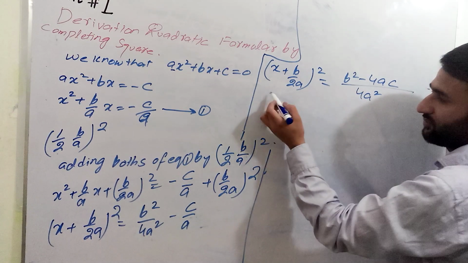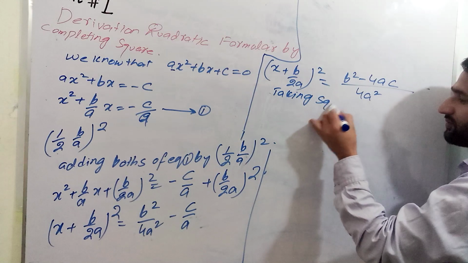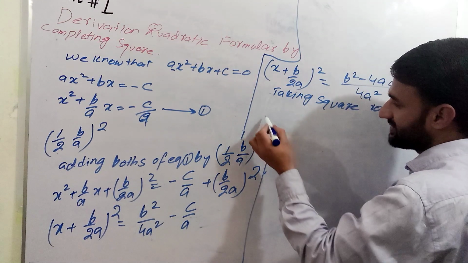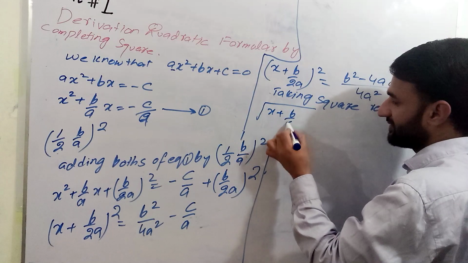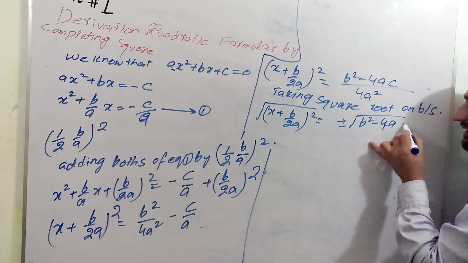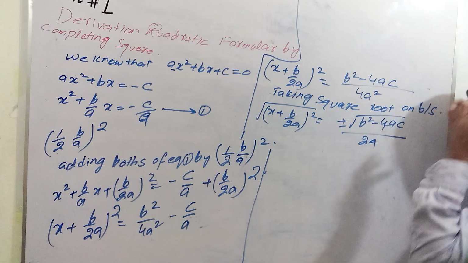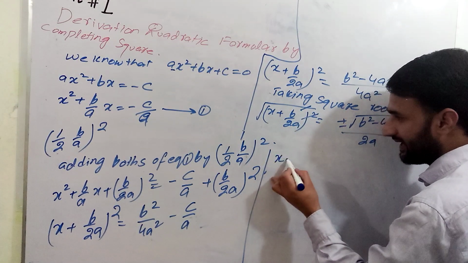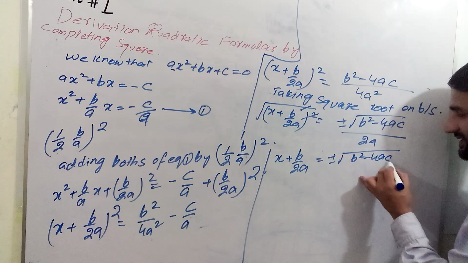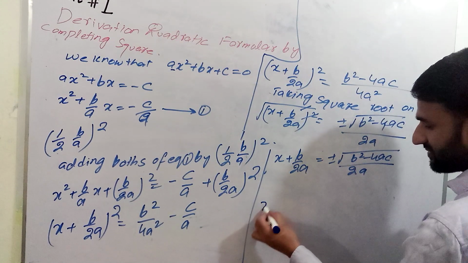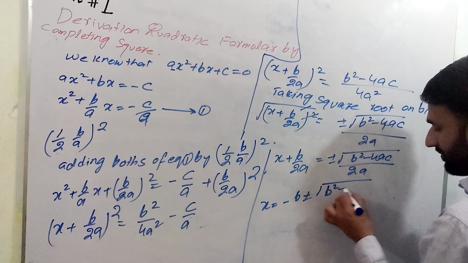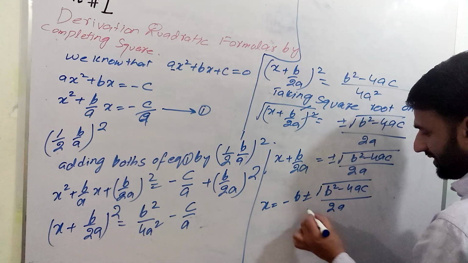Now we are going to take the square root on both sides. So you can notice that x + b/2a is equal to plus or minus the root of b² - 4ac, divided by 2a. So here x + b/2a is equal to ± √(b² - 4ac) over 2a. The remaining solution is x equal to minus b plus or minus the root of b² - 4ac, divided by 2a.